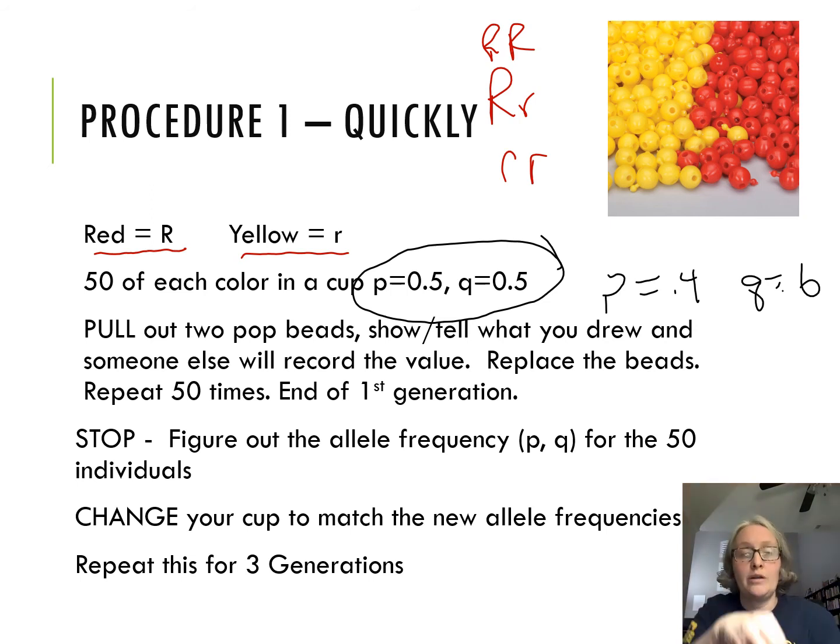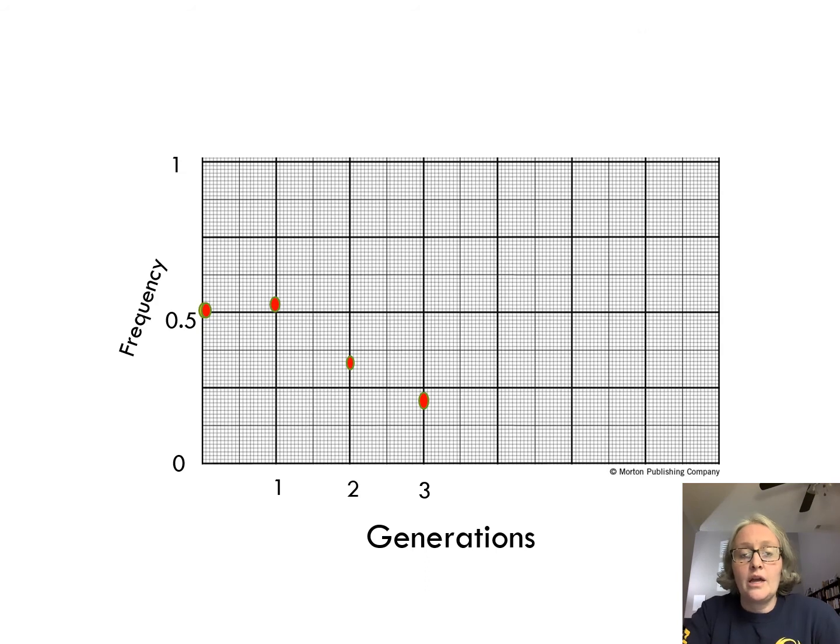Pull out 2, write them down. Pull out 2, write them down. Pull out 2, write them down. And you'll just keep doing that over and over again. You'll repeat this for 3 generations. And then you'll plot the frequency of the dominant allele on this table.